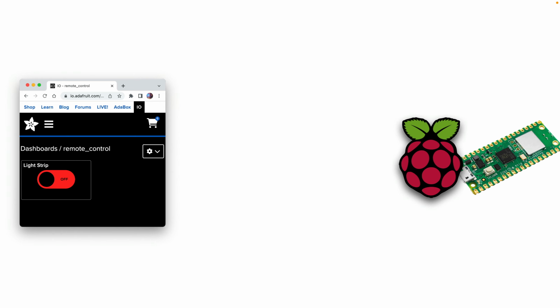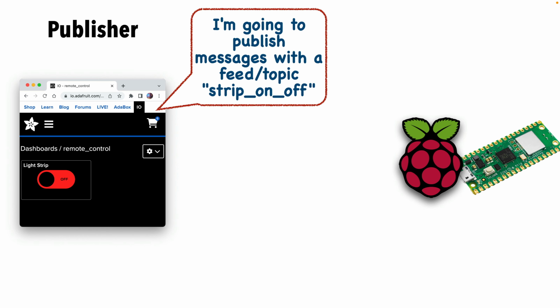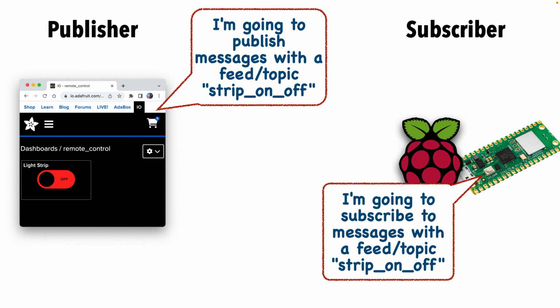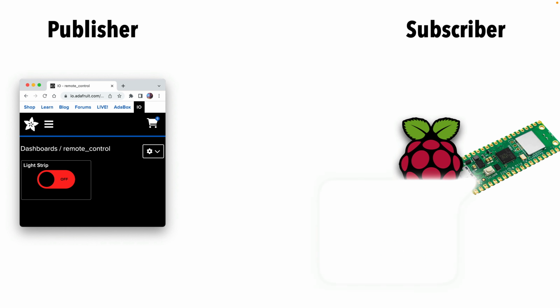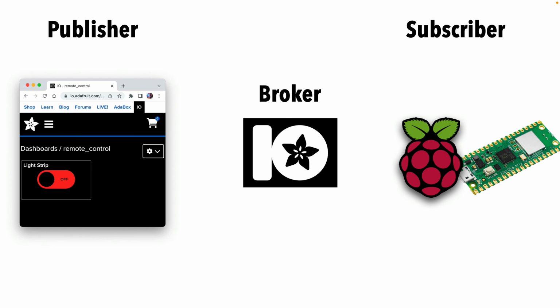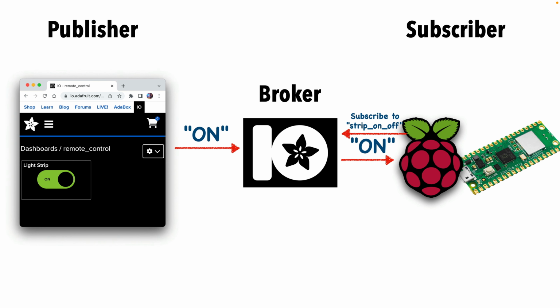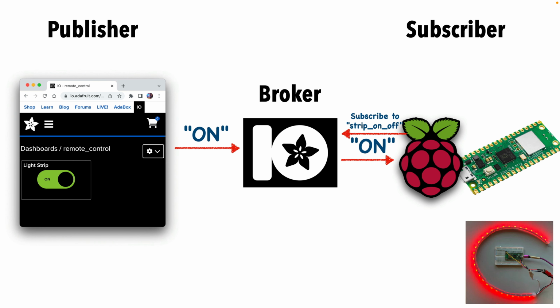Now for MQTT to work, we need three pieces. A publisher that sends out messages. For us, the publisher is going to be our web browser dashboard. We'll start out by publishing a message that says on or off. A subscriber, which subscribes to or waits around for published messages so it can respond to the messages that are received. For us, the subscriber is going to be a CircuitPython program running on our Pico W that's connected to the internet. And in between the publisher and subscriber is a broker. The broker's job is to receive incoming published messages and forward the appropriate message to the subscriber that subscribed to them.